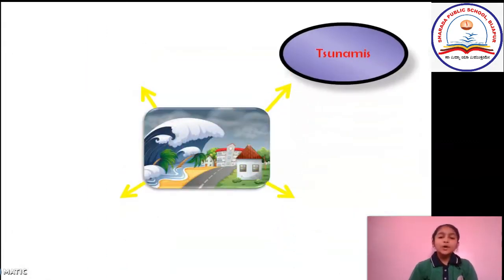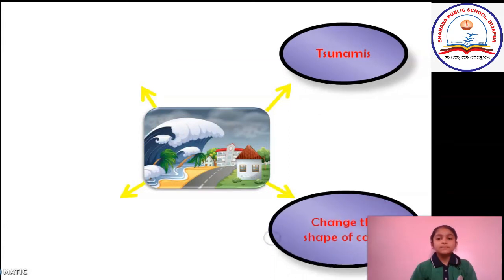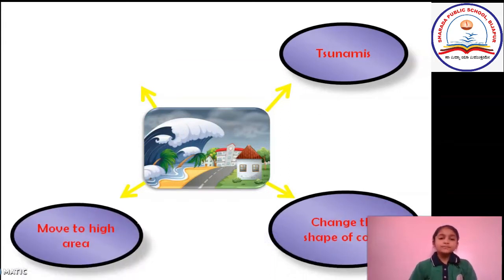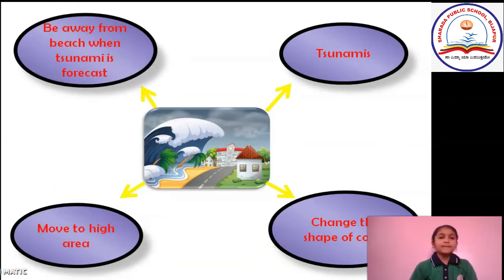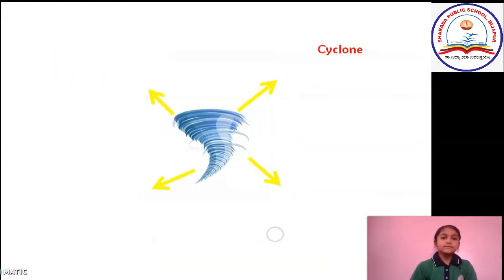Now let us learn about tsunamis. Tsunamis change the shape of coast. As the water flows from high level to lower level, we have to move to higher area so that the water cannot harm us. We have to be away from the beach when the tsunami is forecast.